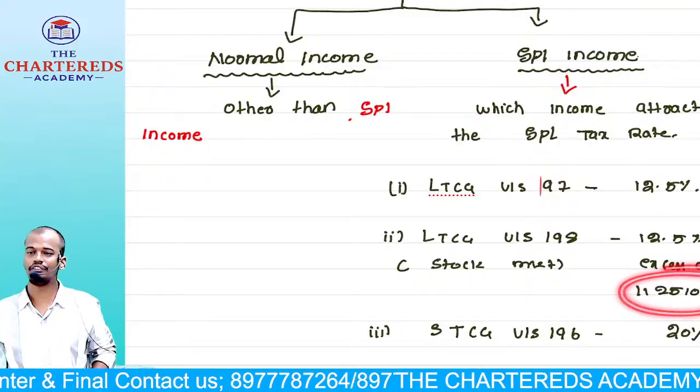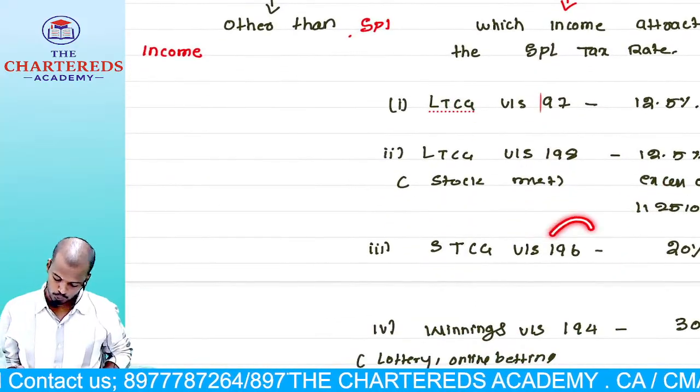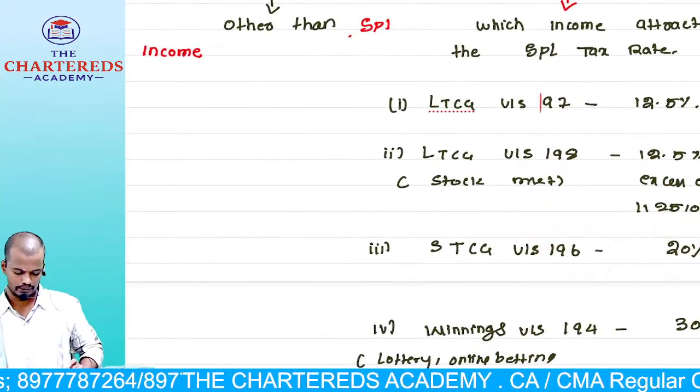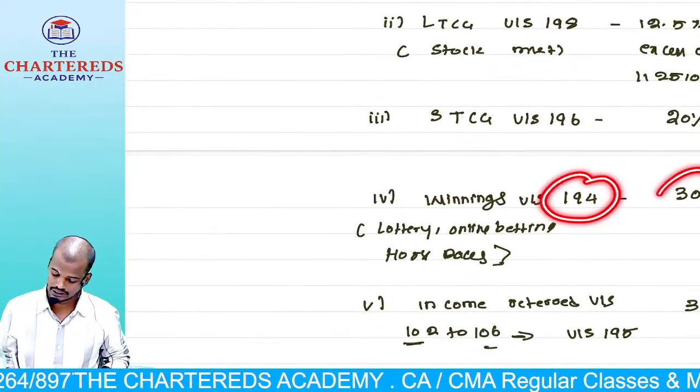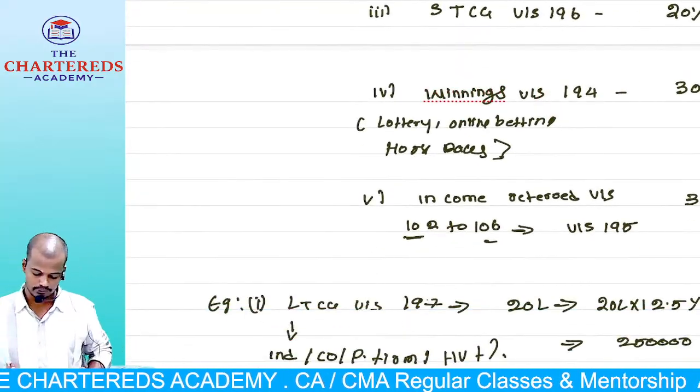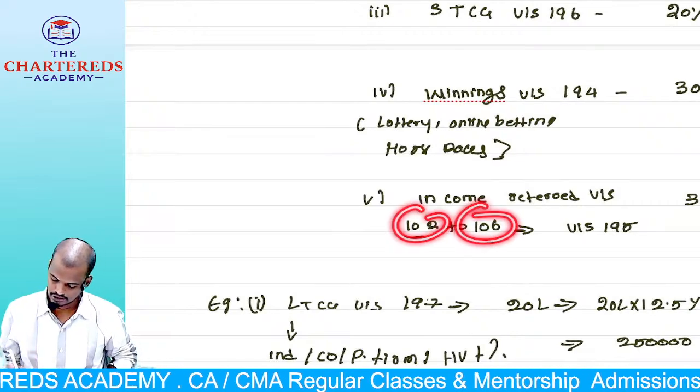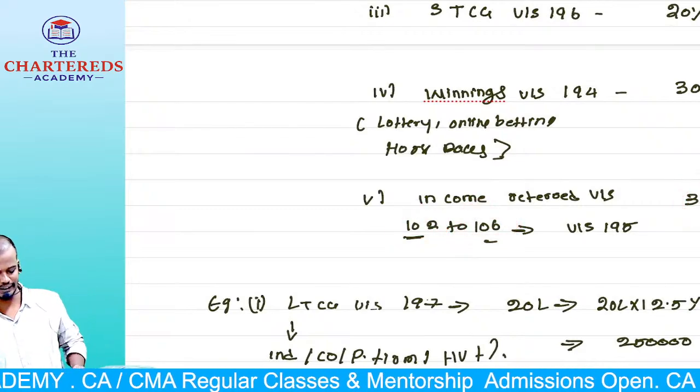Section 196, what is the tax rate? 20%. Winnings under section 194, what is the tax rate? 30%. Income referred under section 102 to 106, what is the tax rate? 30%. Any doubt on this point, sir?